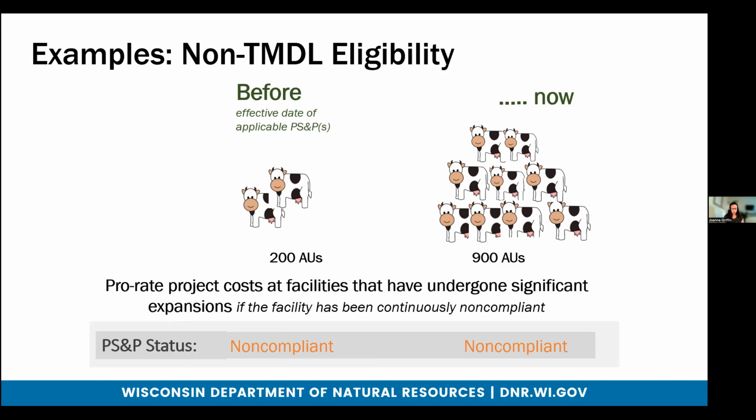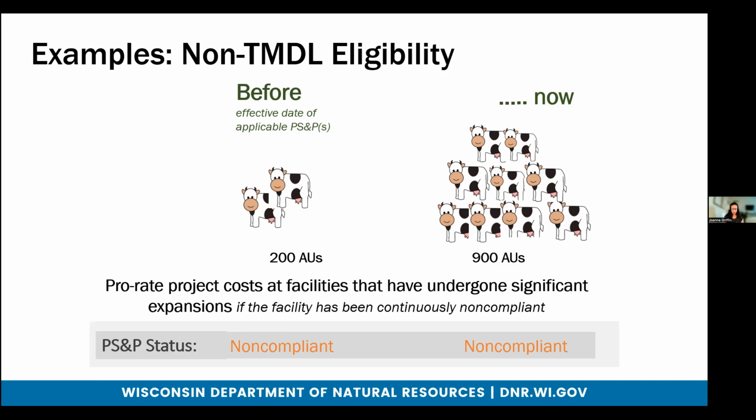but only the cost of bringing the facilities in existence on the effective date of the performance standard and prohibition are eligible. So if the landowner is designing a facility for all 900 animal units, the eligible costs must be prorated by determining the base animal units that existed when the performance standard went into effect and then calculating a non-significant expansion of that number. So a non-significant expansion of 200 animal units in this example is 250 animal units.